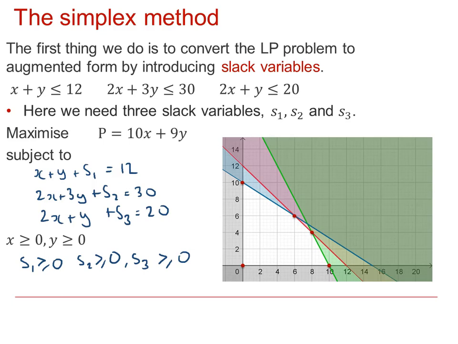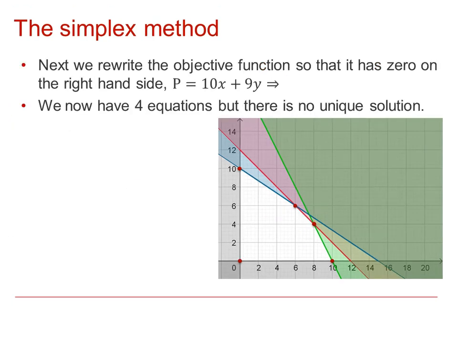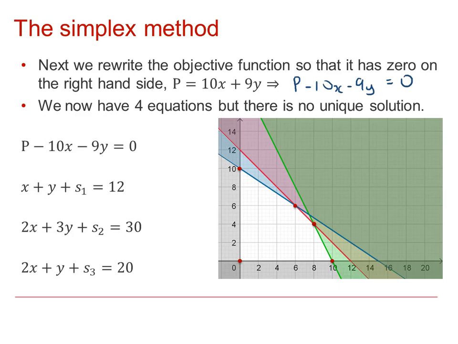Having done that, the next step is to look at the objective function p equals 10x plus 9y, and to write that with the variables x and y on the left hand side, so p, x and y. So that will give us p minus 10x minus 9y is equal to 0. So in total now we have 4 equations: the first one for the objective function, and then the other ones with the slack variables looking at the three constraints.